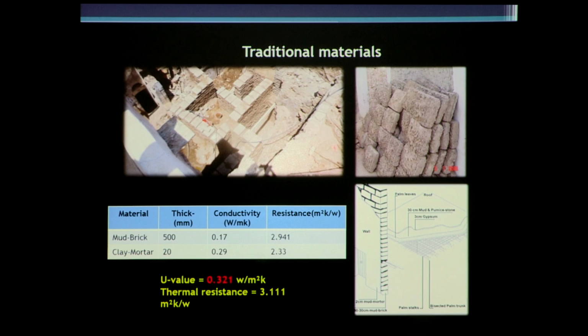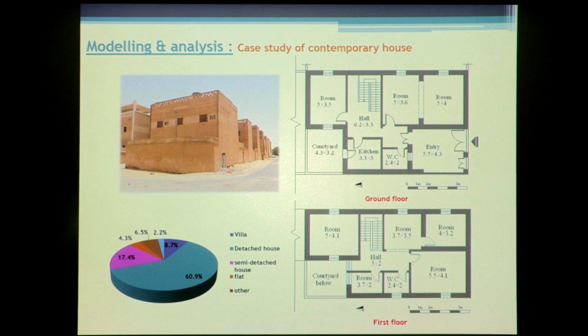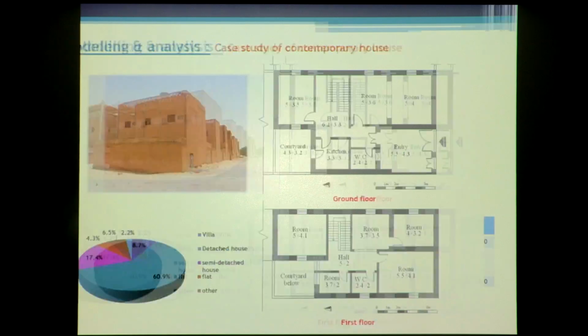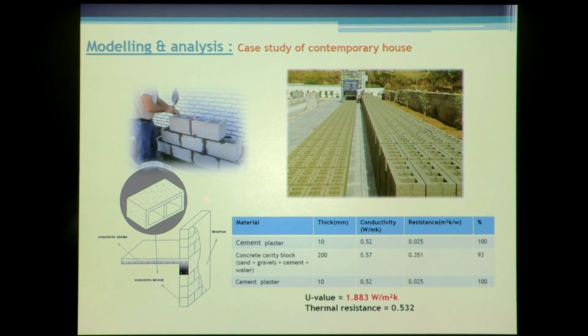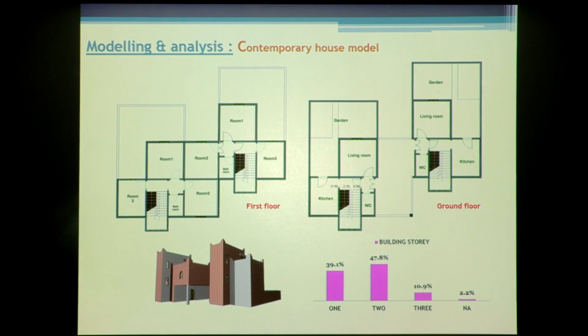Materials are also another important aspect. You can see the U-value of these thermal mass walls, very thick walls, about 70 to 30, depending on the level you are in. This is a typical traditional two-story house, which is the most common there, and we adopted it as a case study. This is the new material that people use in the new towns. It's just a concrete cavity block material with cement.